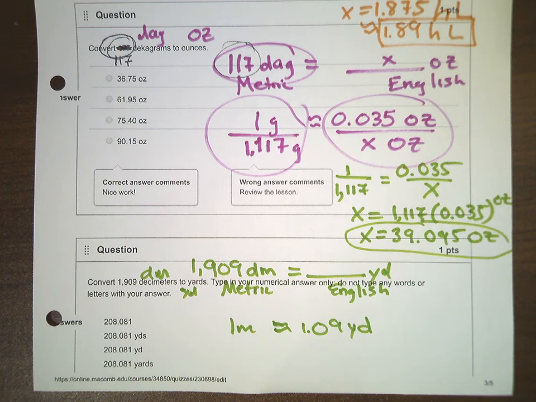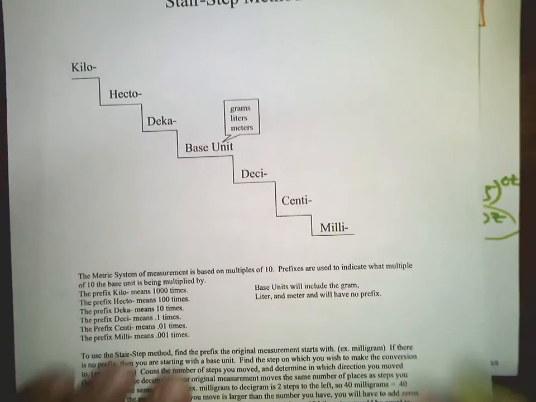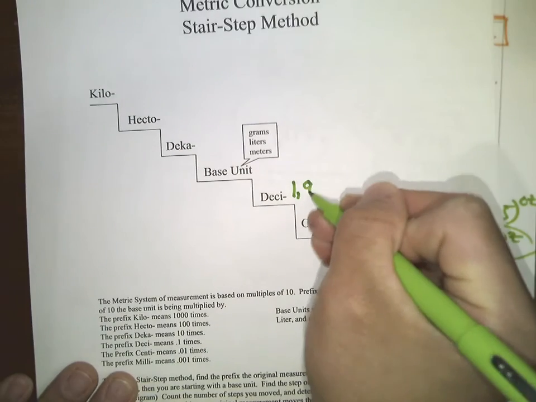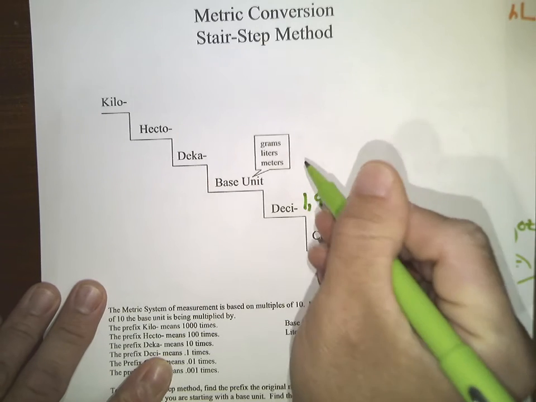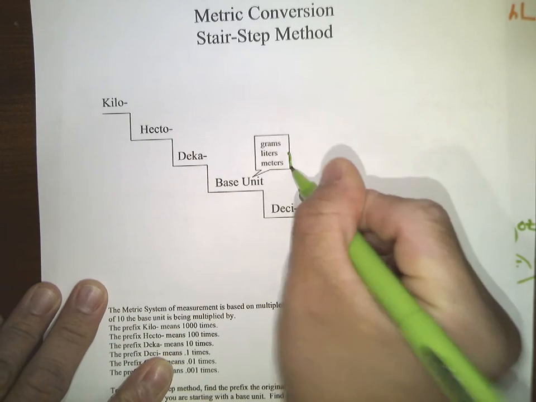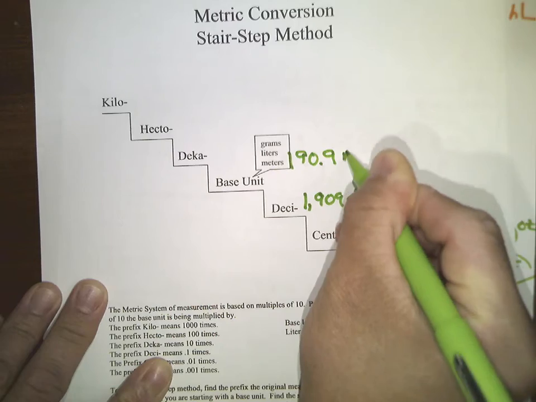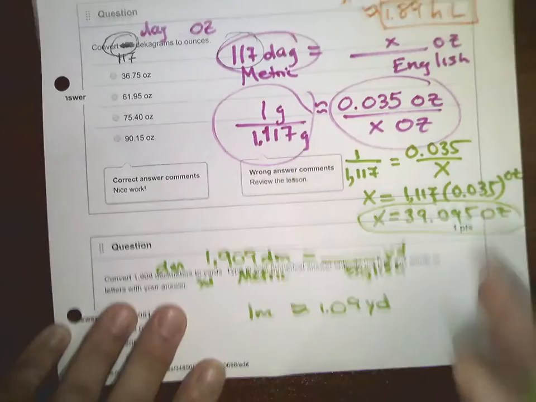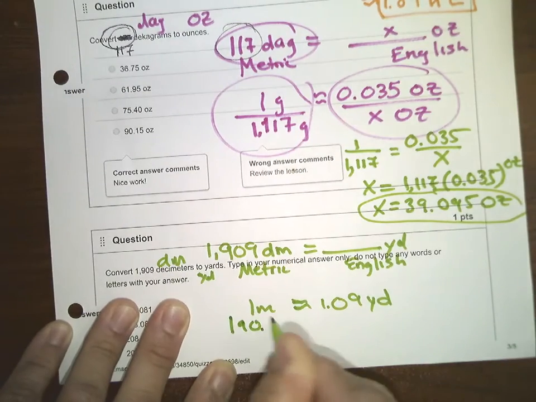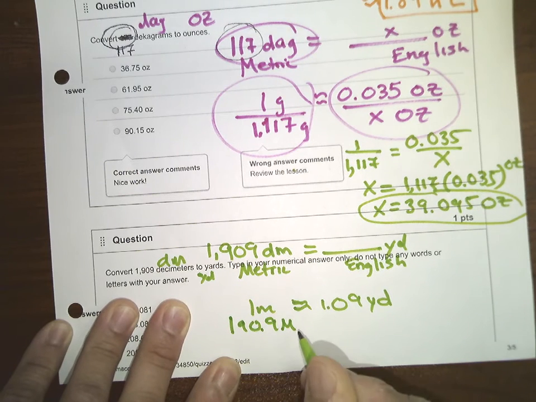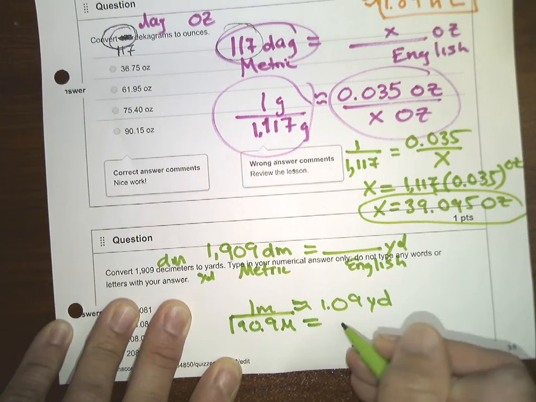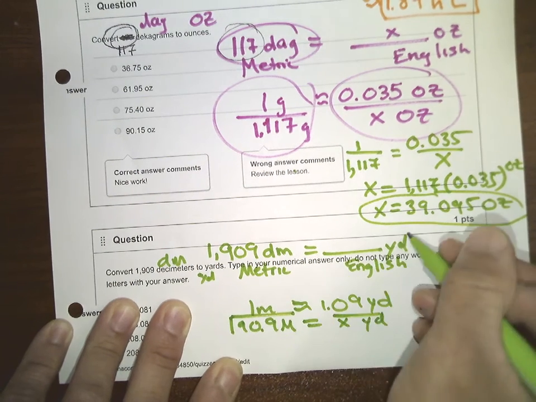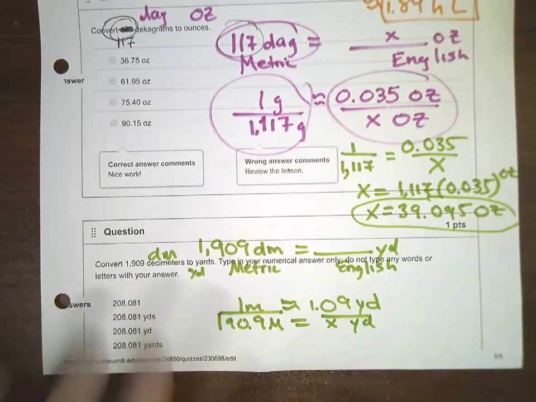So let me find a metric staircase here. So I have 1,909 decimeters, and I'm converting that to meters. So that will end up being 190.9 meters. All right, so then we have 190.9 meters. That will be equal to X number of yards, because we still don't know how many yards. And then we can cross multiply.